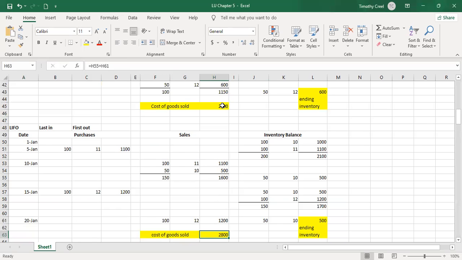And think about it this way. Over time, prices tend to increase. Like lately, you've seen price increases going up a lot. So notice that you had cost of goods sold of 2,700 with FIFO, 2,800 with LIFO. You had ending inventory of 500 with LIFO, 600 with FIFO. So you're going to see a little bit different numbers with each one, whichever one you choose. So these two kind of choose one extreme or another.